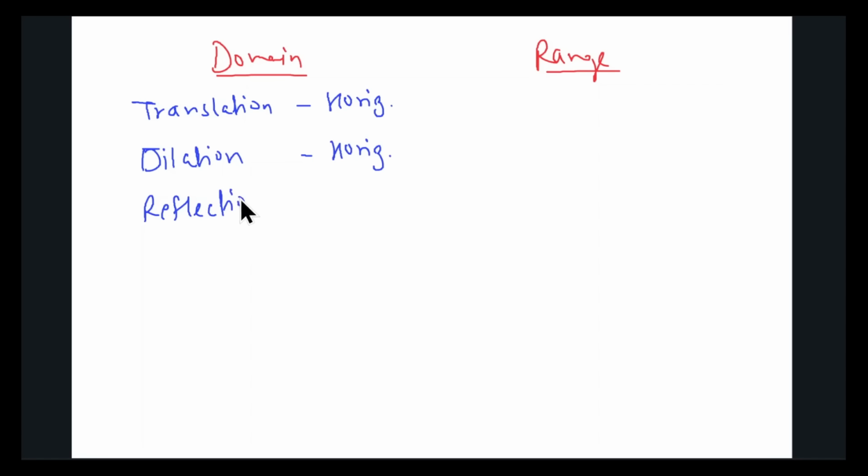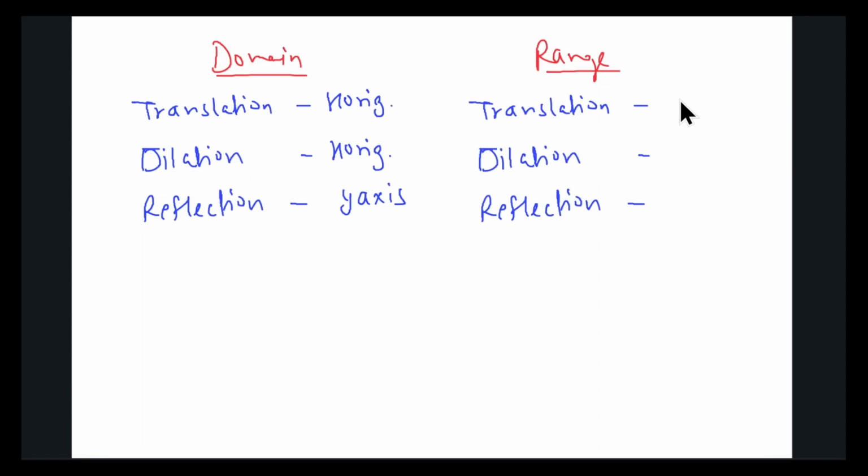If you are doing any of this, then the domain is going to change. And likewise, the range is going to change when all these things happen, but in the vertical sense. So translation in the vertical orientation, dilation also vertical, and reflection towards the x-axis. So that's when the range changes. Just remember these two things and you should be okay with the domain and range questions.